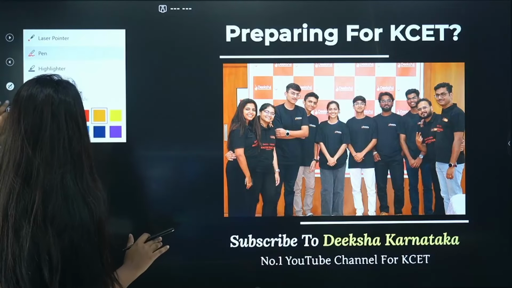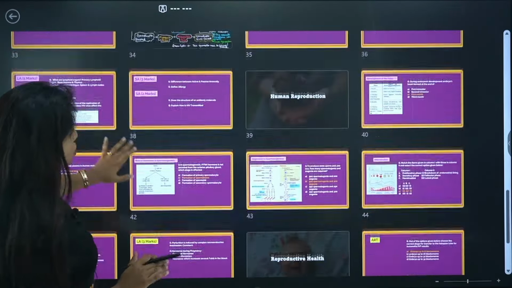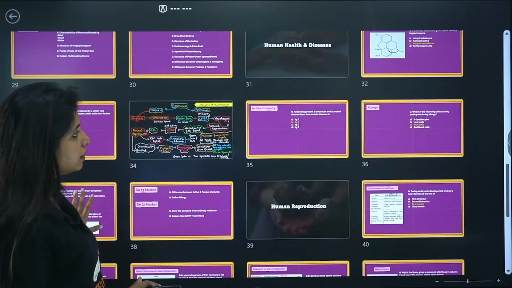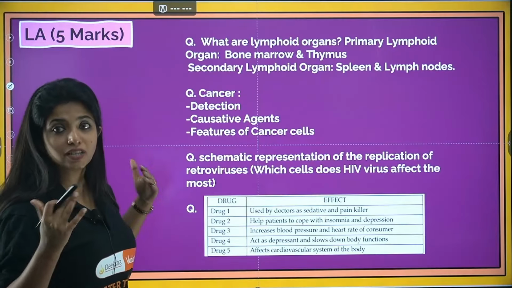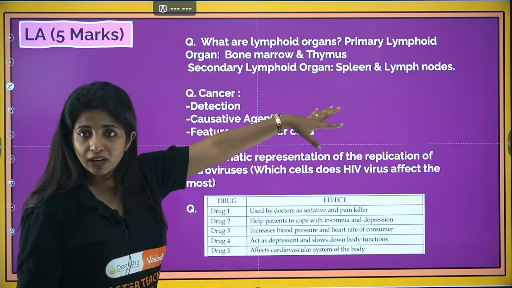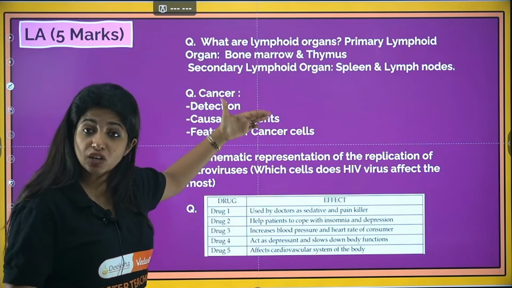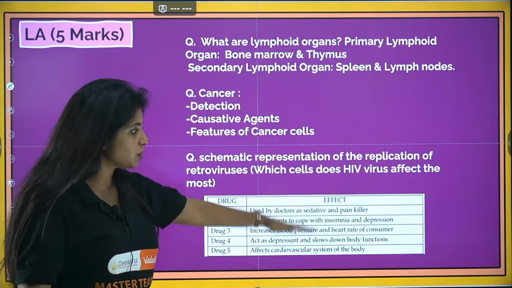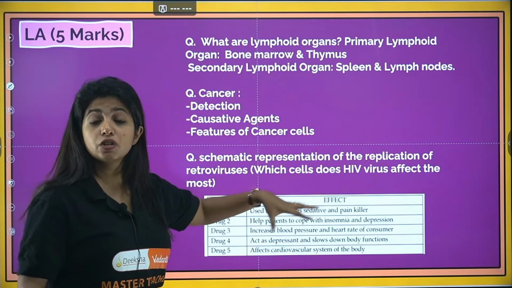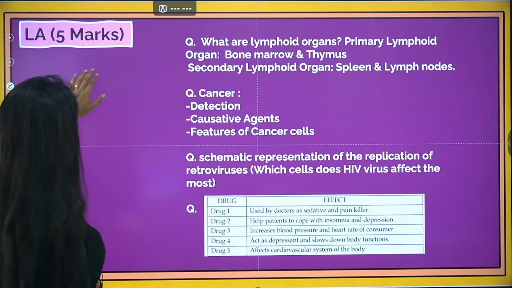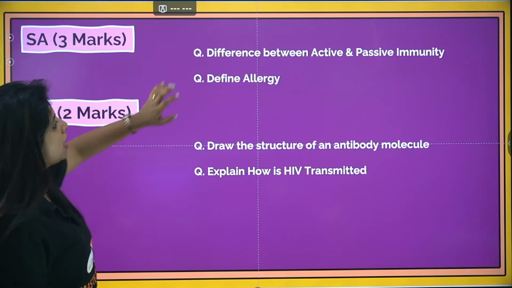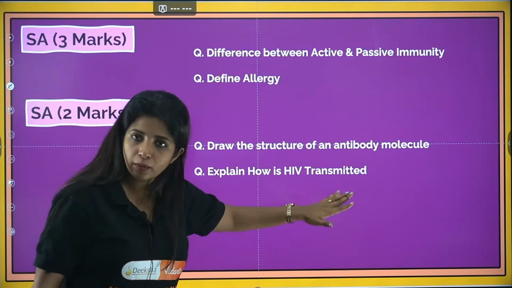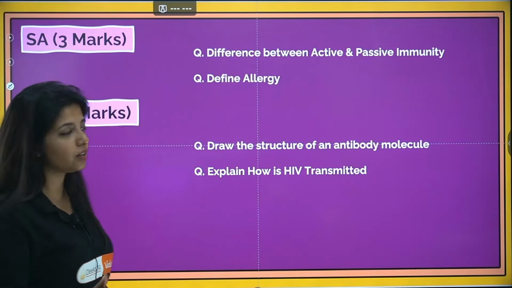Now, my dear children, for human health and diseases also, I have included the questions out there. If you want, you can just go through it, if it's coming for your exam. The lymphoid organs are very important. Cancer detection, causative agents, the features of cancer cells, all of it. The drugs, especially, and the schematic representation of how replication works in the case of HIV are all important 5-marker questions. Active and passive immunity difference is a 3-marker. Allergy, structure of antibody molecule, HIV, how HIV is transmitted, all of it.